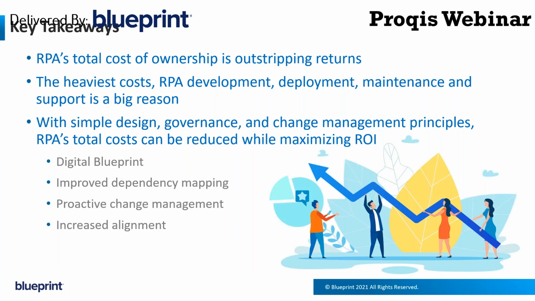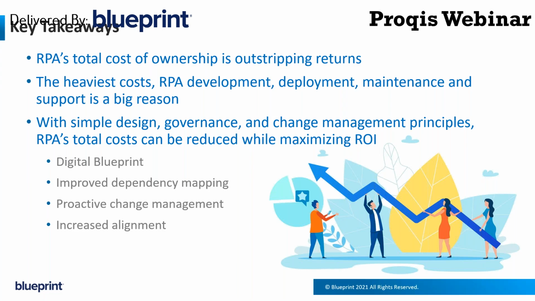So to sum it up, what we've covered today: the business case for RPA is being turned upside down, where RPA's total cost of ownership is really outstripping its returns. RPA development, deployment, maintenance, and support are both the biggest components that contribute to the overall cost, and also what's causing those costs to spiral out of control.